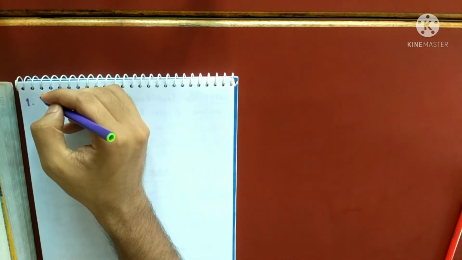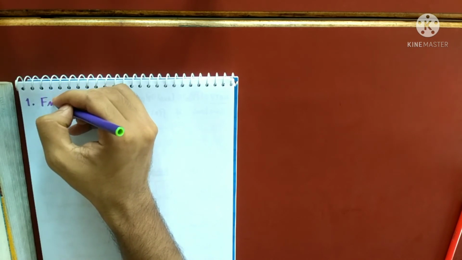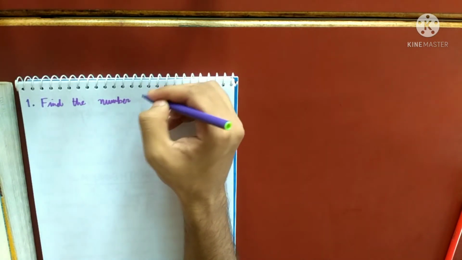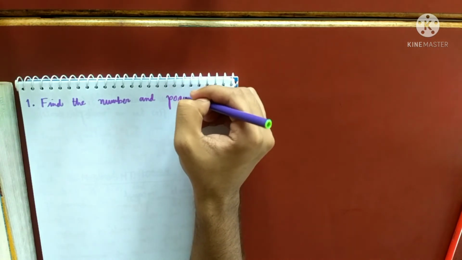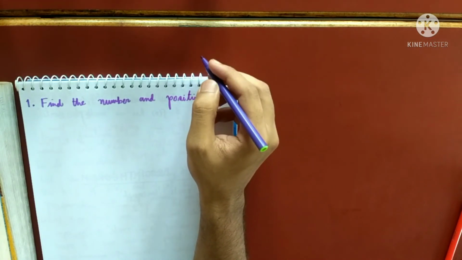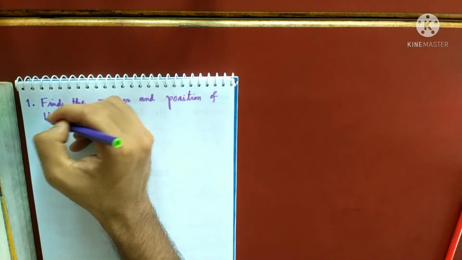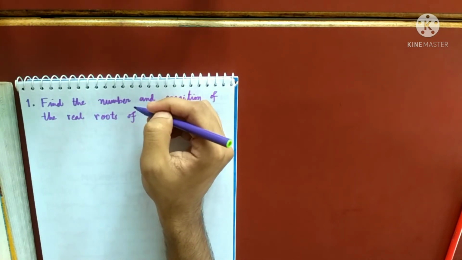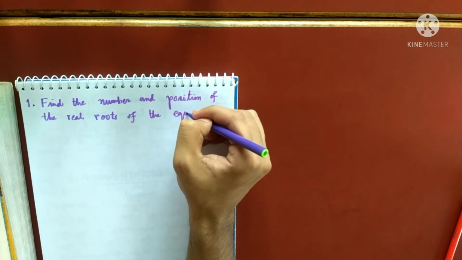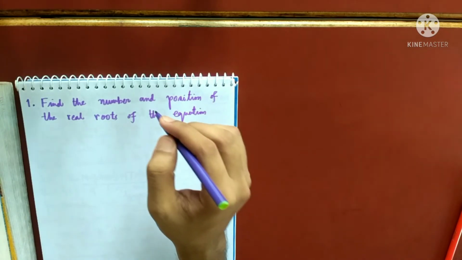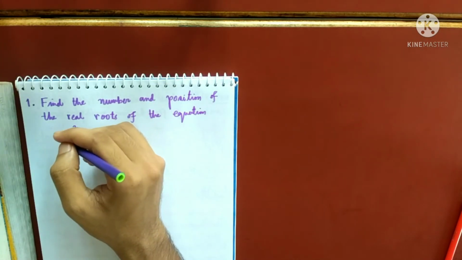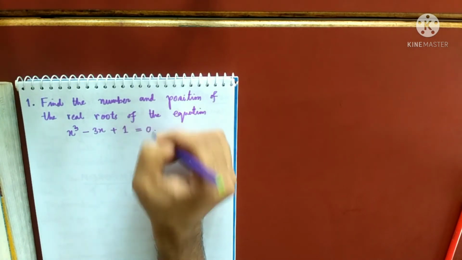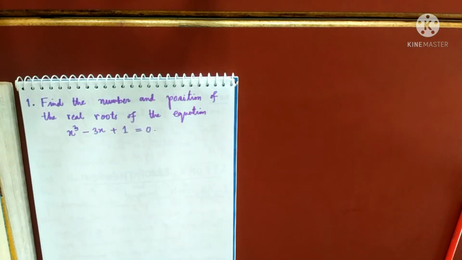So this is the first question. The question is, find the number and position of the real roots of the equation x cube minus 3x plus 1 equals 0. So find the number and position of the real roots of this equation.